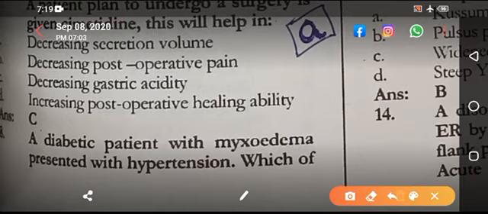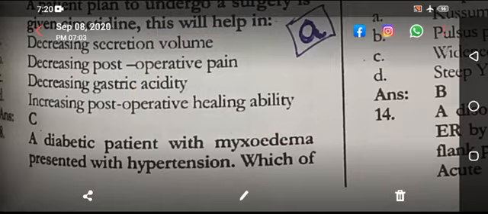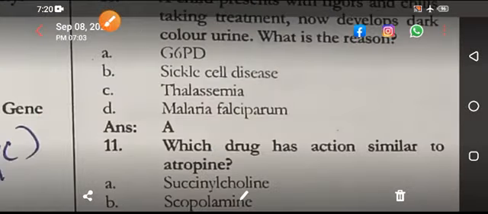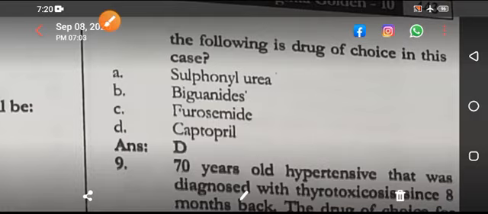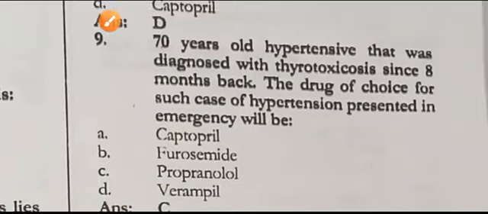So what will be the treatment of choice for hypertension in hyperthyroidism? The answer is beta blocker, especially the non-selective propranolol. And what is the treatment of choice for diastolic hypertension? The answer is ACE inhibitor or vasodilator. So here you have to choose captopril. The answer is captopril. So coming next, a 70-year-old hypertensive that was diagnosed with thyroid.